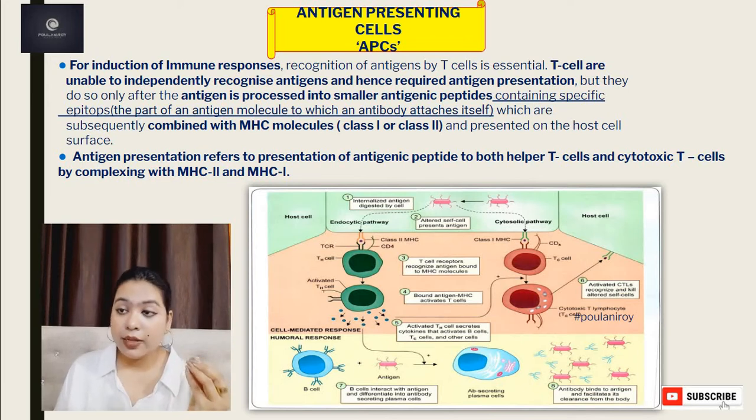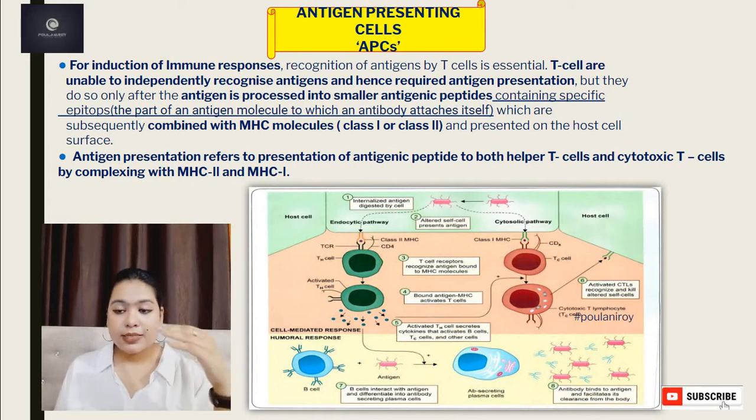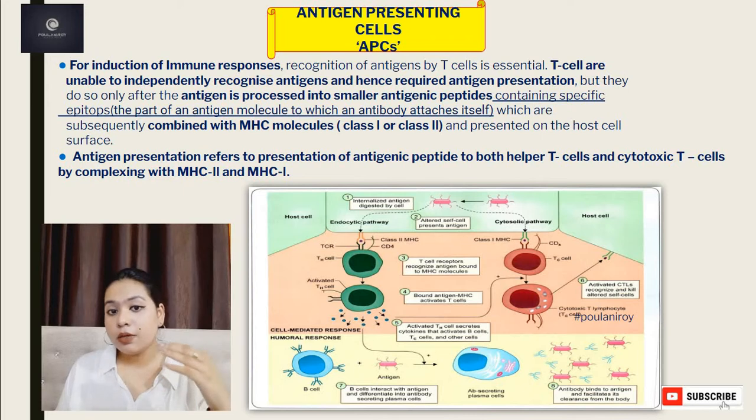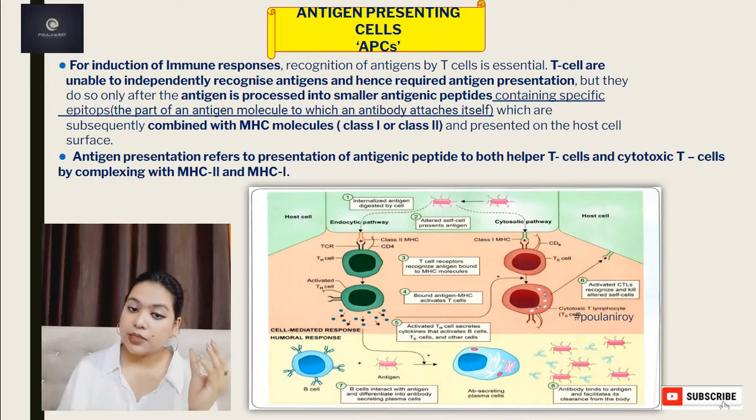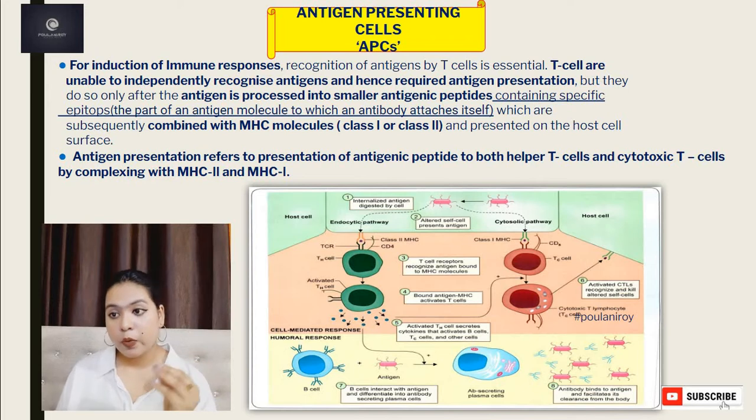That is why we are calling this a presentation. There is an endocytic pathway at first. Then the cell-mediated response and the humoral response work in coordination. Ultimately, the antigen presenting cells like the B cells, T cells, and macrophages are presenting antigen to the T cell. This is the work.